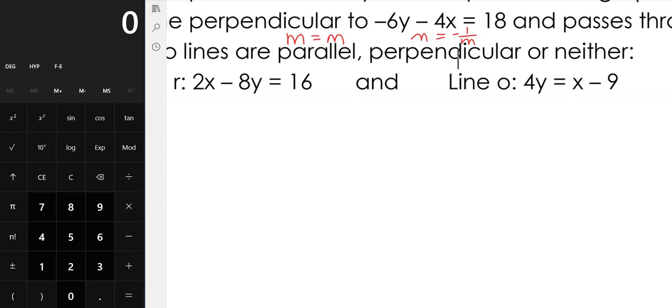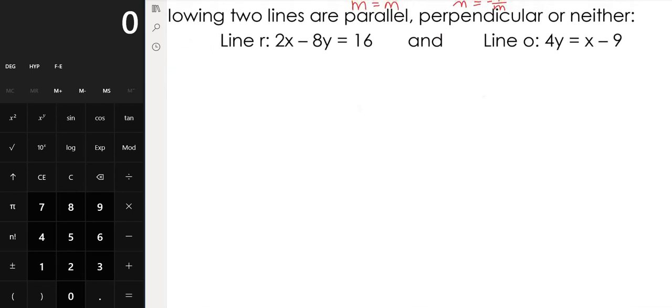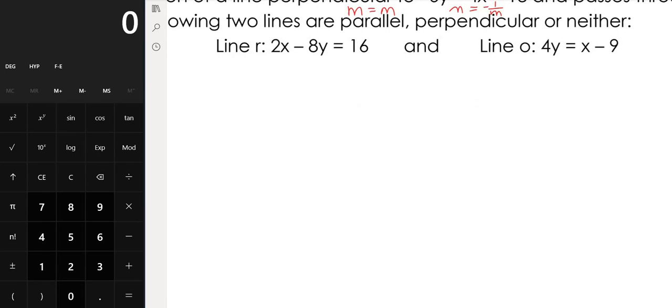Okay. Now let's go back to the two lines. Notice line R, 2x minus 8y equals 16, is not in y equals form. And line O, 4y equals x minus 9, is also not in y equals form. So before you can ever make a determination if they're parallel, perpendicular, or neither, you have to get things in y equals form. Have to. All right, let's take a look.